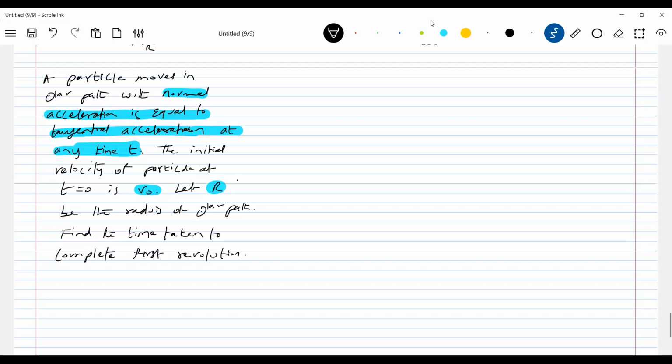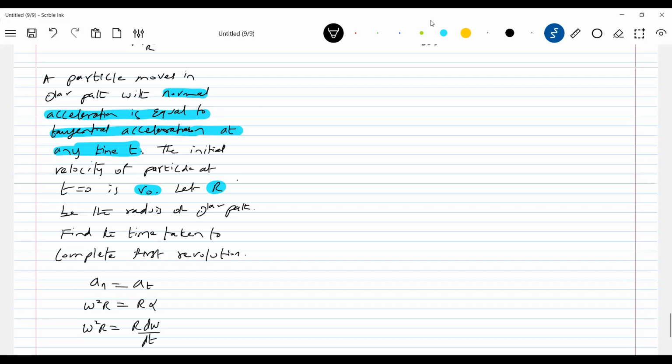I'll start with A normal. I don't know anything, I'll just stick to the basic definition. What is A normal? Whatever be the thing, A normal is v square by R, tangential speed squared by R. I'll go for omega square R. And what is A tangential? It is equal to R alpha, further R d omega by dt. These are the basic definitions, no?